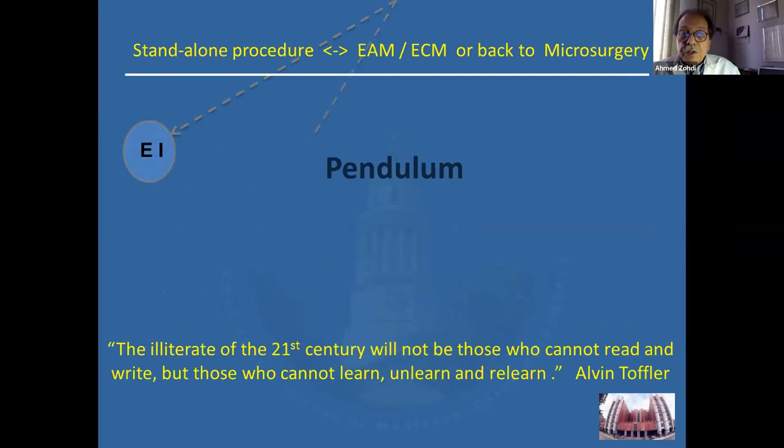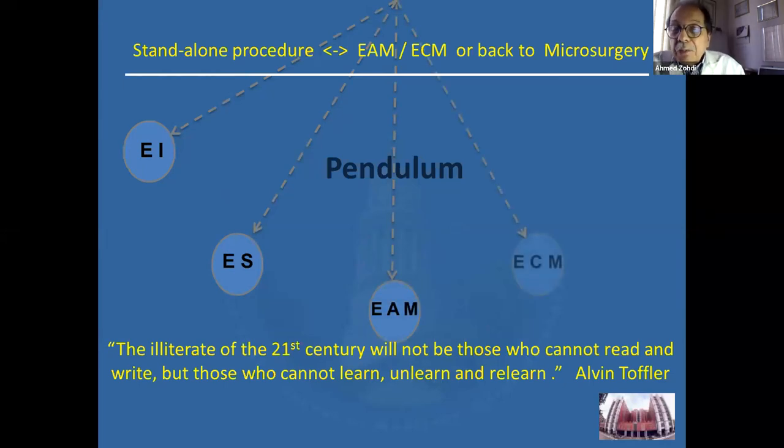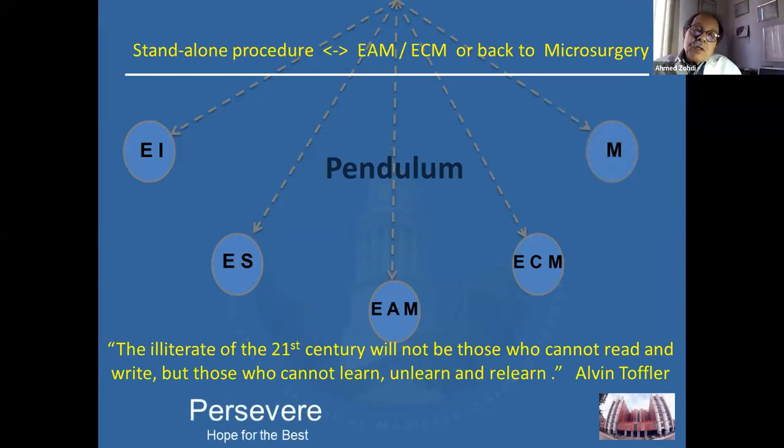Standalone procedure versus endoscopic assisted, endoscopic controlled, or back to microsurgery. This is the pendulum. We had this option when we started. You see, we started with macrosurgery, without even working with binocular loupes, and then with the microscope, and then with the endoscope, and then combining the endoscope with the microscope. Passing through all this, it's a cumulative experience.